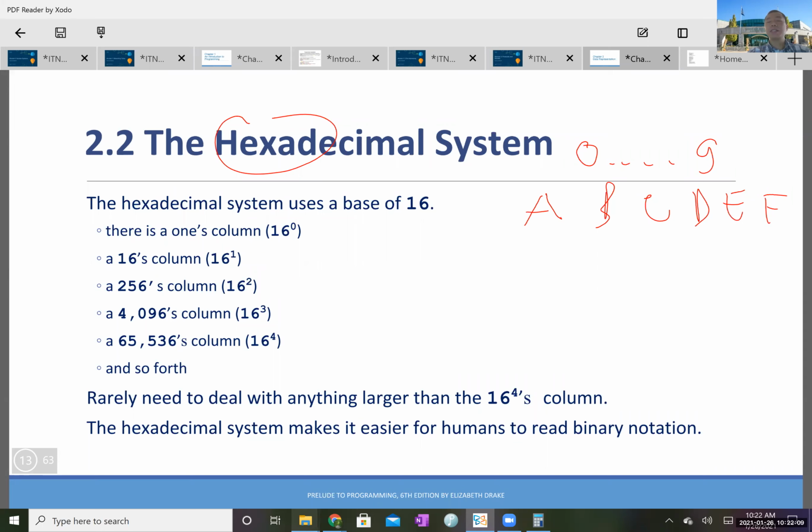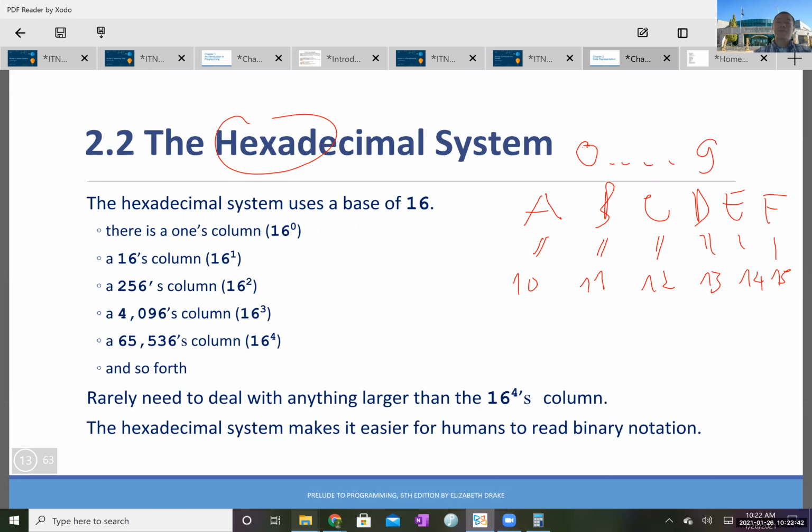So A is the same as the decimal number 10, B is 11, C is 12, D is 13, E is 14, and F is 15. Everything from 0 to F is the same as everything from 0 to 15, so you have 16 possibilities. If you think about the hexadecimal system, each digit can be anything from 0 to 9, A, B, C, D, E or F here.